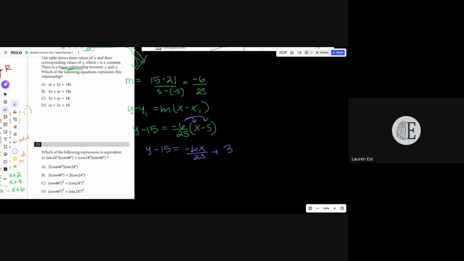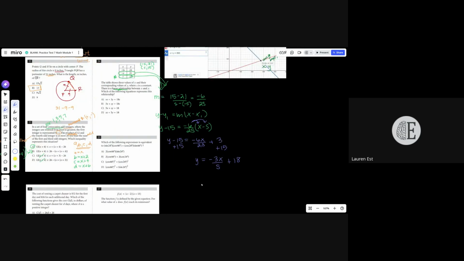So I also didn't simplify here, but I'm going to add 15. y is equal to negative 6 divided by 2 is negative 3x over s, and this is plus 18. And I'm going to move, it's ax plus by, so I need to move that over. So I get y, I need to put my x first. So this is 3x over s plus y equals 18. And I believe with ax plus by, you can't have fractional coefficients if you're doing true standard form, which is why my answer looks different.